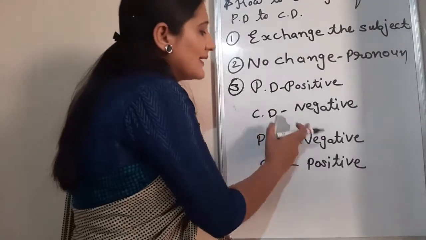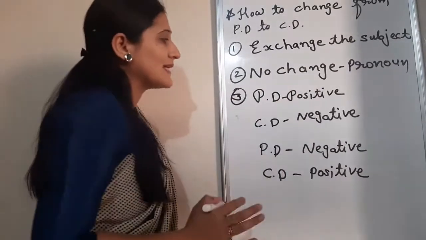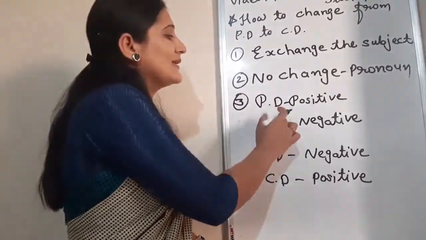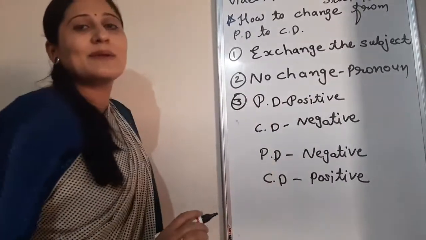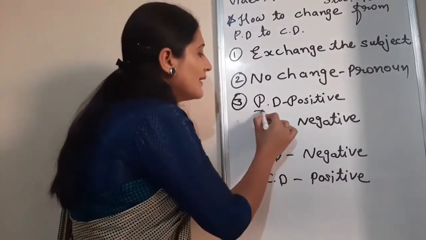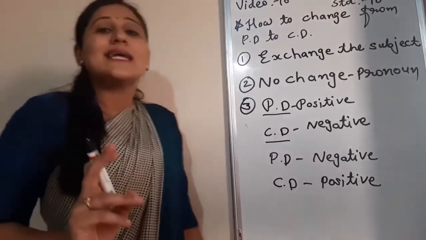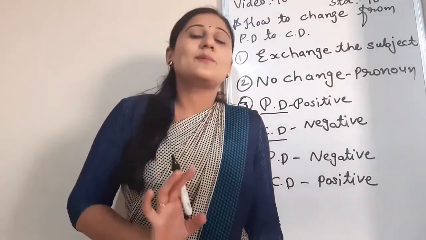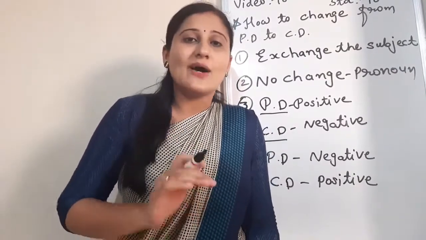See, positive, negative, negative, positive. It means you have to see vice versa, right? If positive, negative. If negative, positive. That you have to keep in mind, only in positive degree and comparative degree. You will check it out.